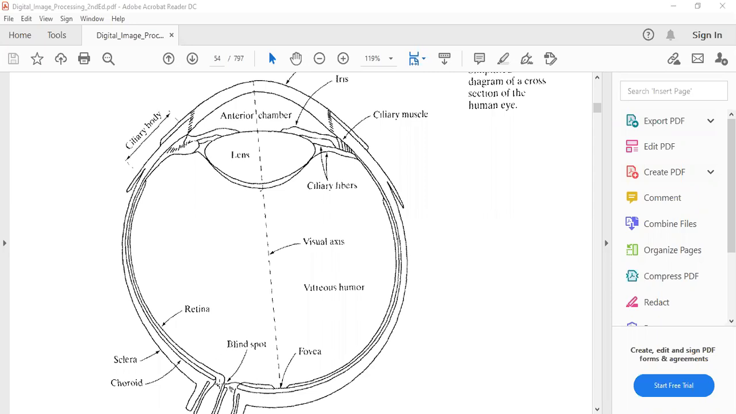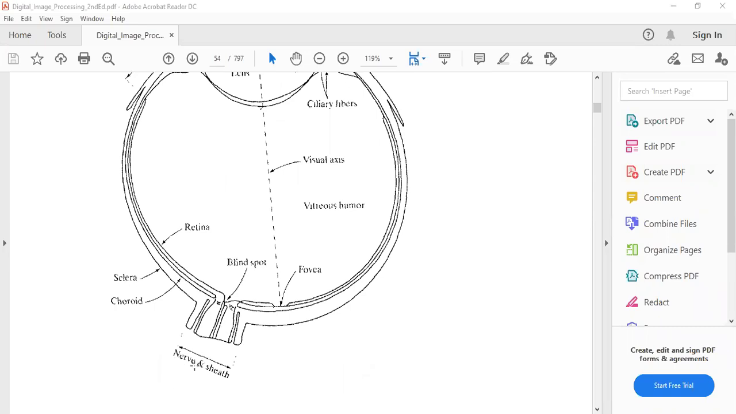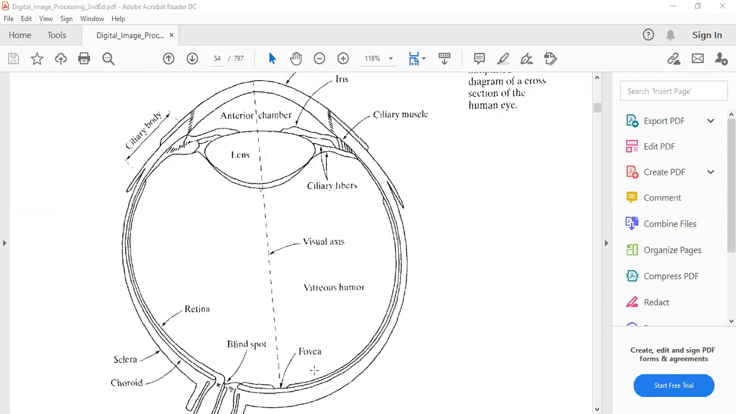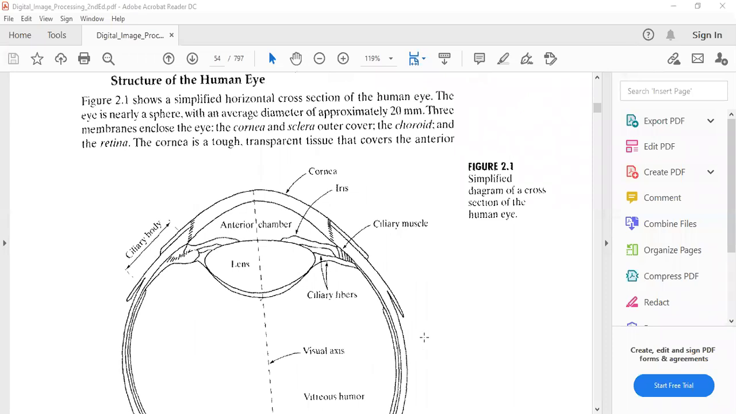What is the blind spot? The blind spot is the area where no light will fall. It is directly connected to the brain. The nerve sheaths are directly connected to the brain to decide the activities of the retina. Is it clear? There will be no light on the blind spot. This is about your human eye. Any doubt?